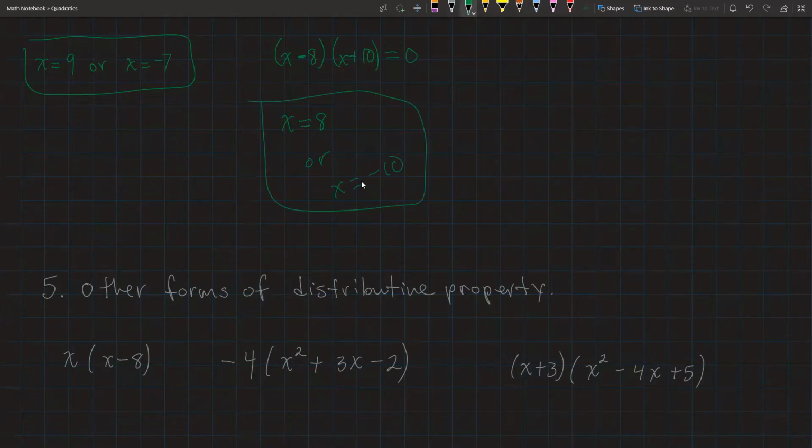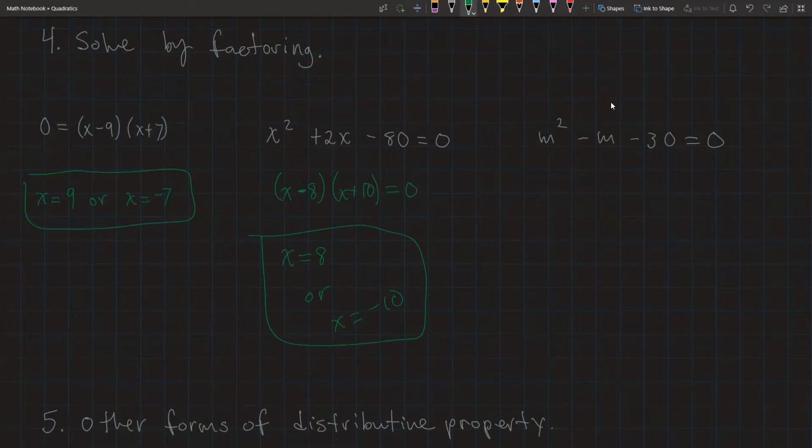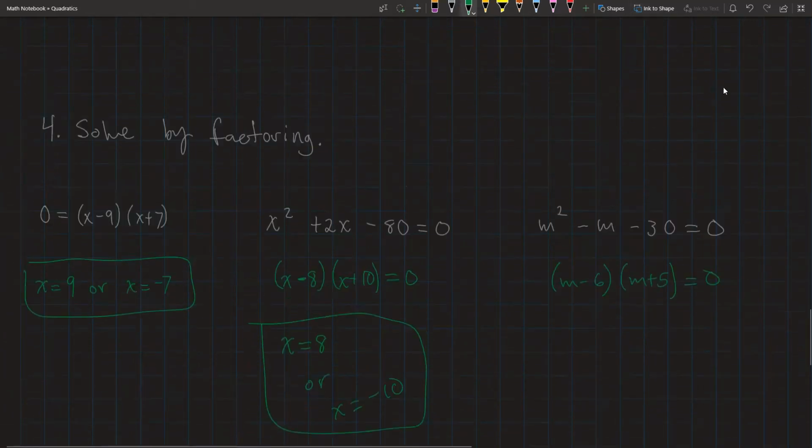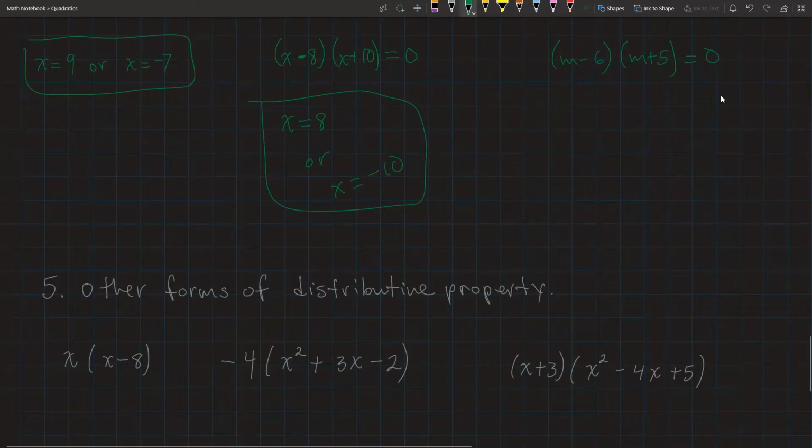And that is done. And lastly, we have the same kind of thinking, but with a different variable that doesn't make it any different. We still think something times something equal to 0. M times m gave us the m squared, multiplies to a -30, combines to a -1. What is the pair? It is a -6 and a +5. I think we did that one before. Let's check that. Yep, we have the same thing. And then that means our two solutions are either m equals a +6 or m equals a -5.